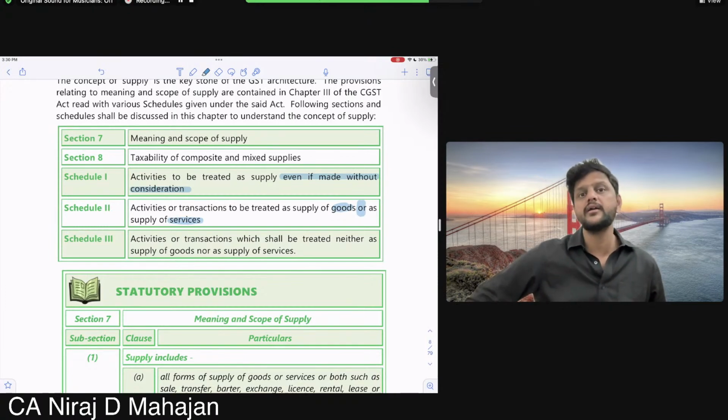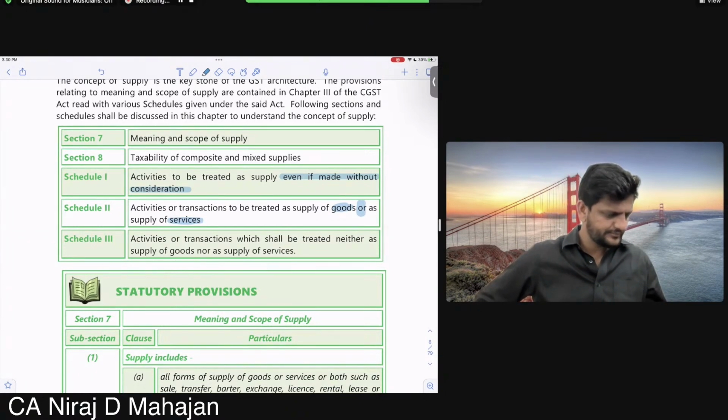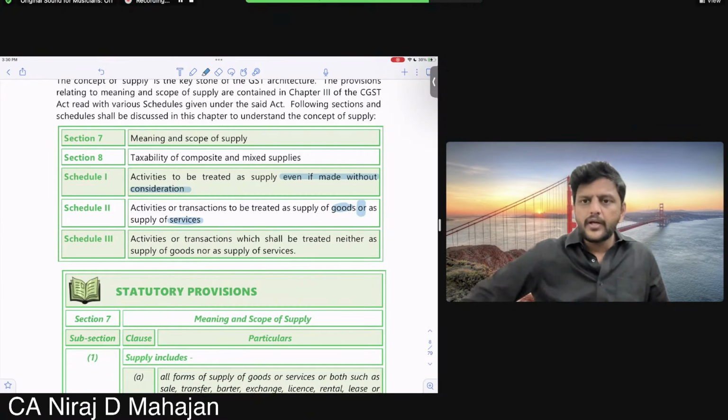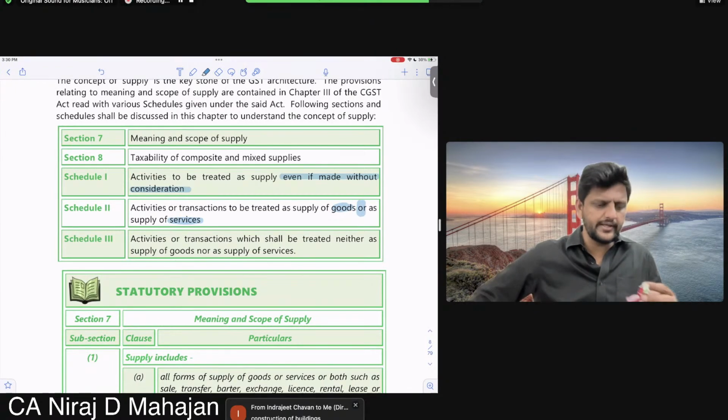Again, I'm talking about under construction. Works contract. Had we discussed works contract or no? Tell me this. What is works contract? Anybody? Nobody? Works contract. Work. Construction of buildings. What else?